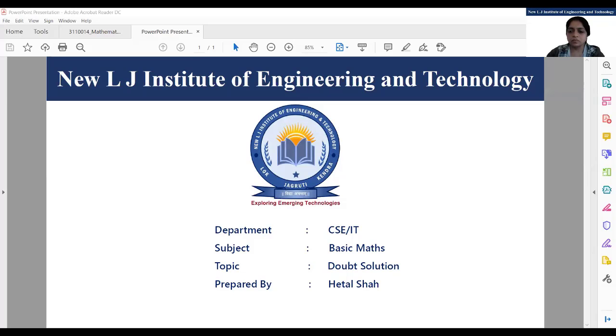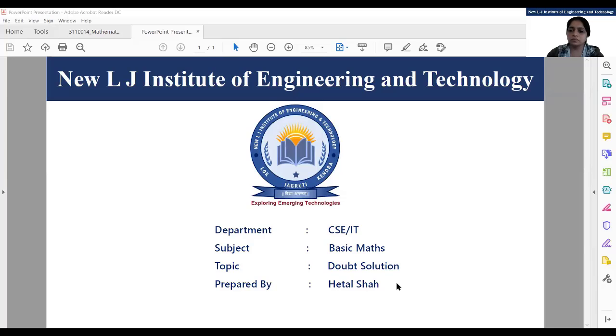Anyone else? Students, this is the doubt solving session, so if you have any doubt regarding the topics, ask. Yash Panchal, okay. Yes, Yash.